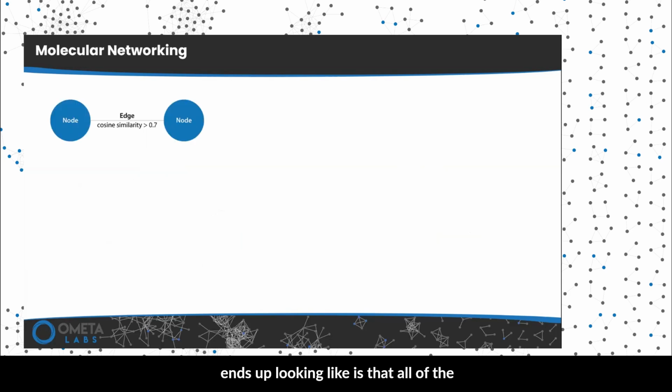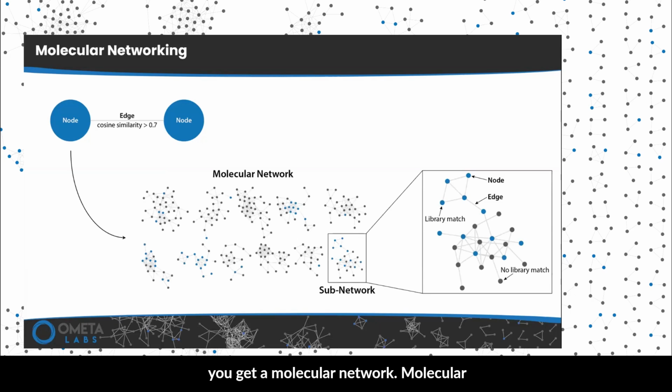And so what this ends up looking like is that all of the metabolites in your experiment will be represented as a circle or a node. And if the MS2 spectra of two metabolites are similar enough, we're going to draw an edge between those nodes. Now, if you apply this to an entire experiment, you get a molecular network. Molecular networks are organized into subnetworks, which tend to represent specific molecular families. So you'll often see, say, a subnetwork for lipids or amino acids or a specific class of natural product.